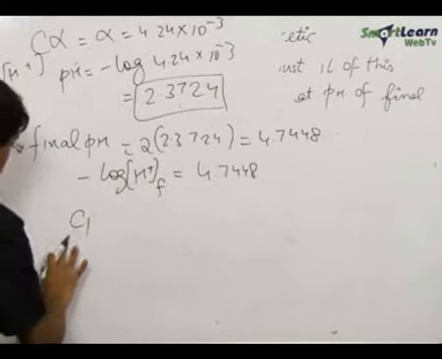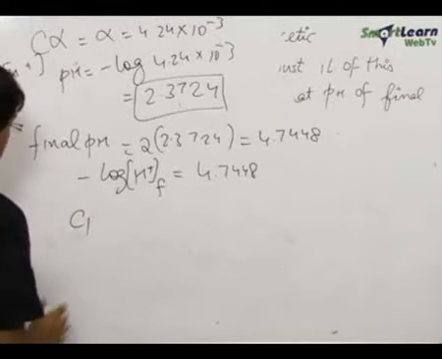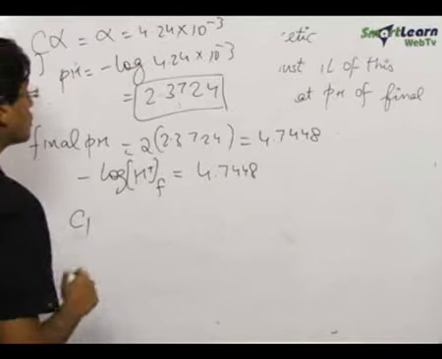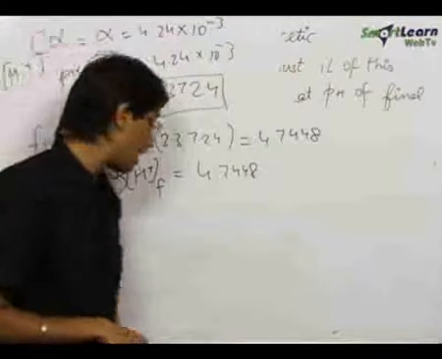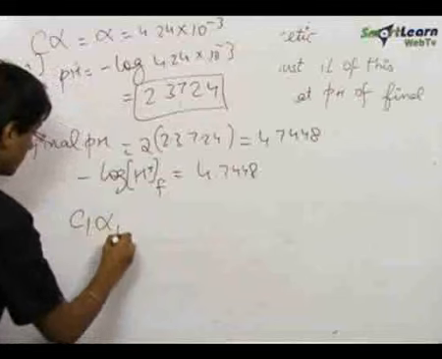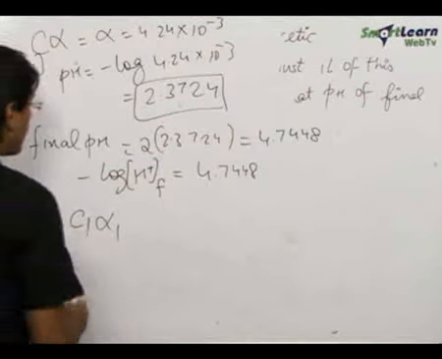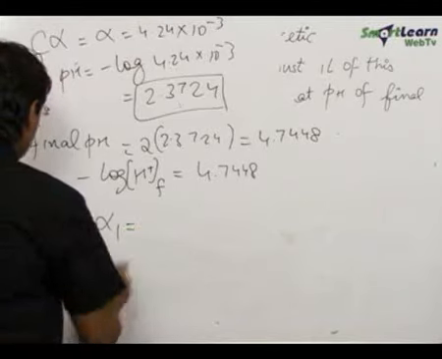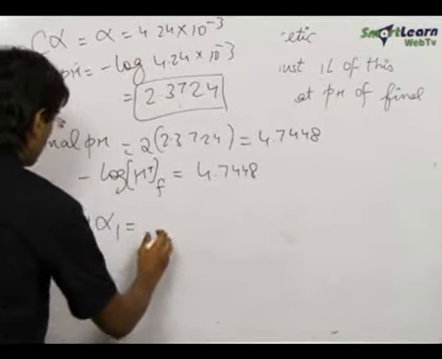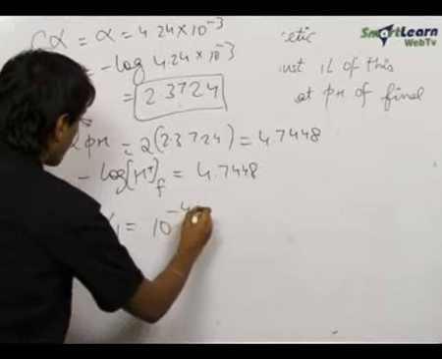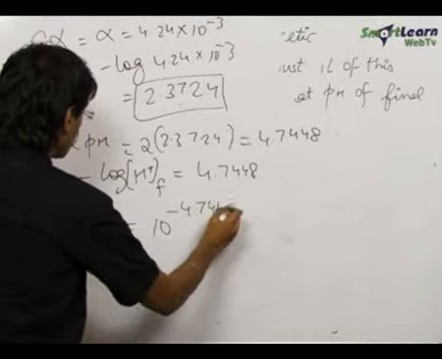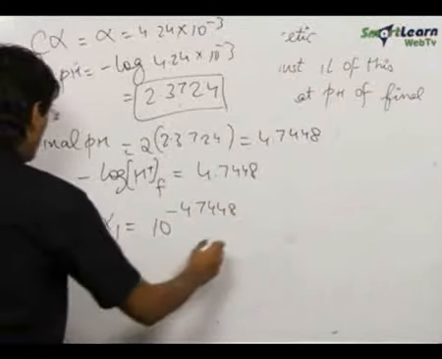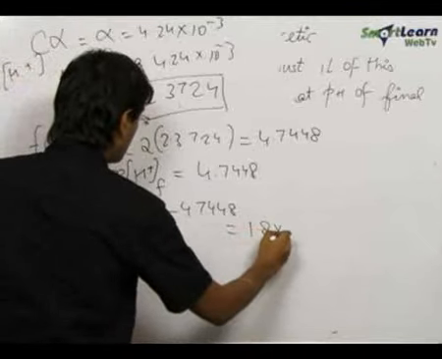Let the final concentration be C1 and the degree of dissociation at that time be equal to alpha 1. So C1 alpha 1 is the concentration of hydrogen ion finally, and this is equal to 10^-4.7448, which comes out to be equal to 1.8 × 10^-5.